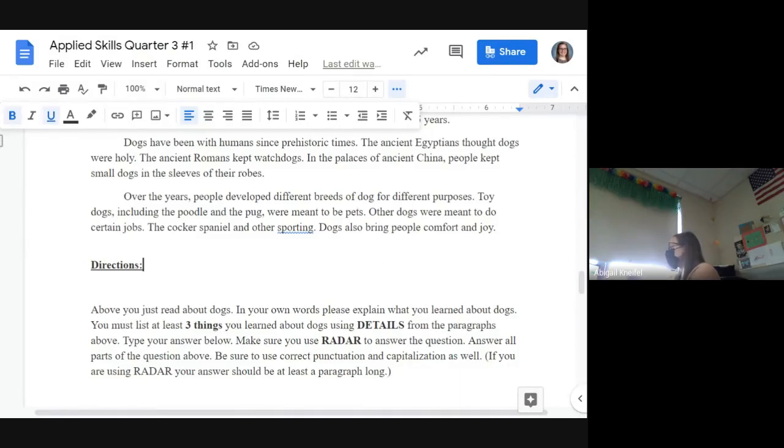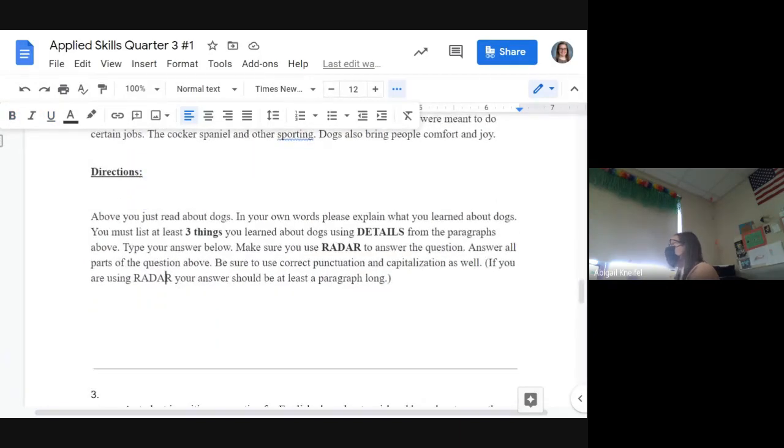Directions for question two said, above, you just read about dogs. Nod your head if we just read about dogs. In your own words, please explain what you learned about dogs. You must list at least three things you learned about dogs using details from the paragraphs above. Type your answer below. Make sure you use RADAR to answer the question. Answer all parts of the question above. Use correct punctuation and capitalization. If you're using RADAR, you should have at least a paragraph long.